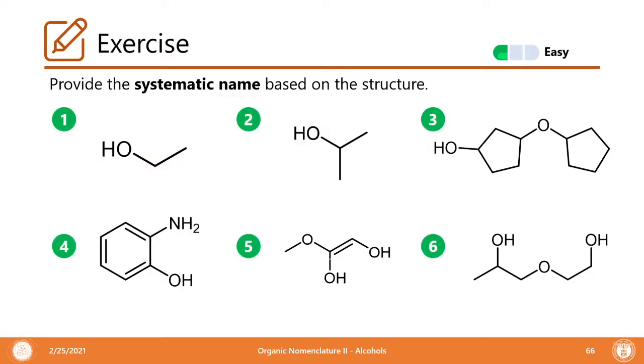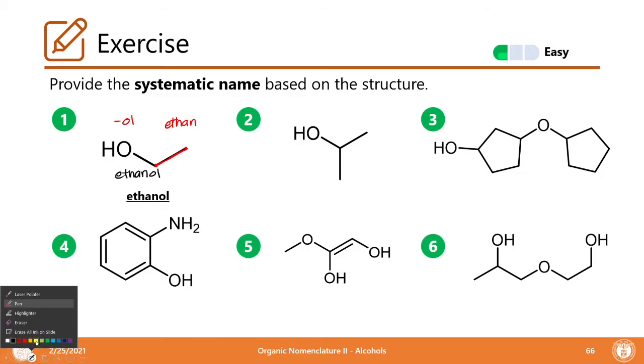Let's try some examples of alcohols. So here we have a 2-carbon, again 2-carbon alcohol parent chain. So this ends in ol, okay, and this is an ethane, but we will only be ending it in a consonant, ethanol. So this would be named ethanol. Okay, let's go to the next one.